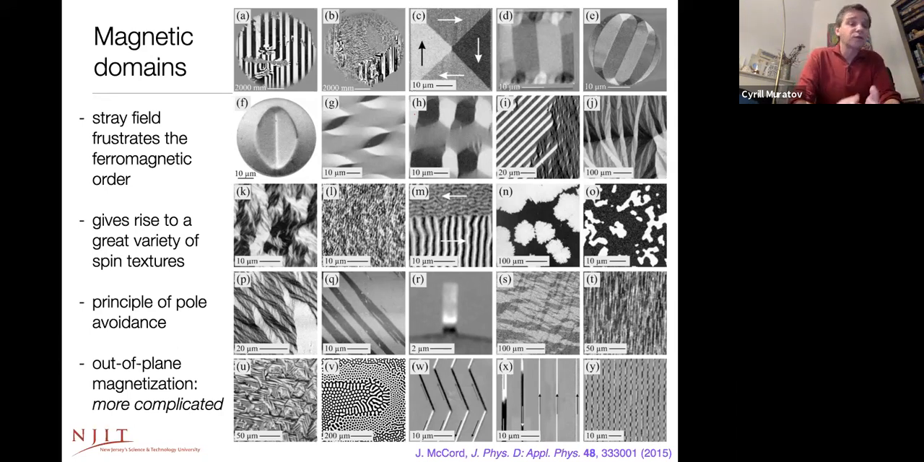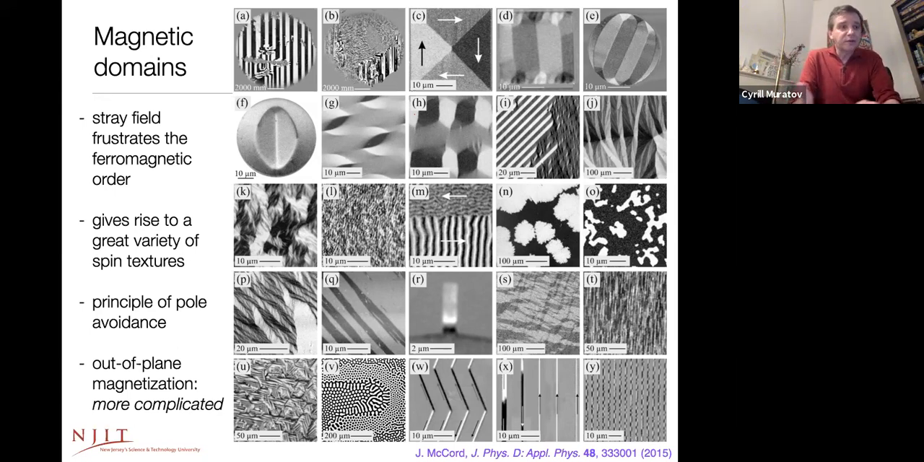These are called magnetic domains. This is just a sample of various experimental observations of domains, and basically what you see here is some components of the magnetization vector measured on the surface of a material, and you can see that there is an incredibly rich variety of patterns that don't seem to be similar to one another.